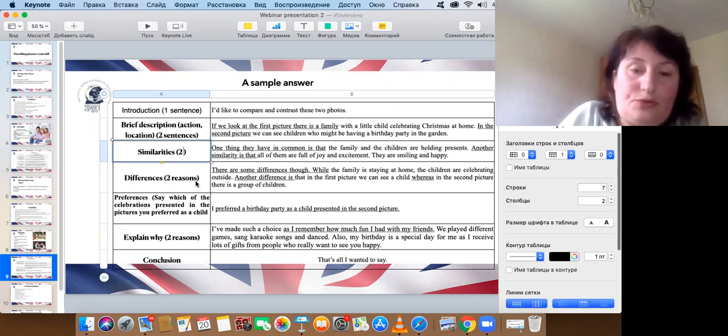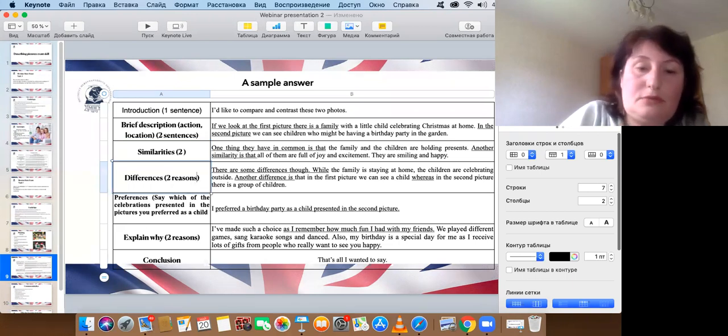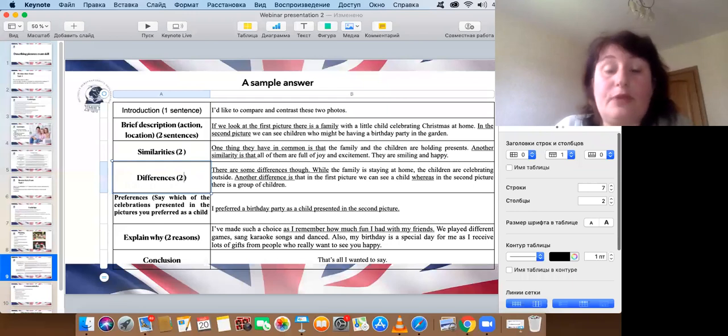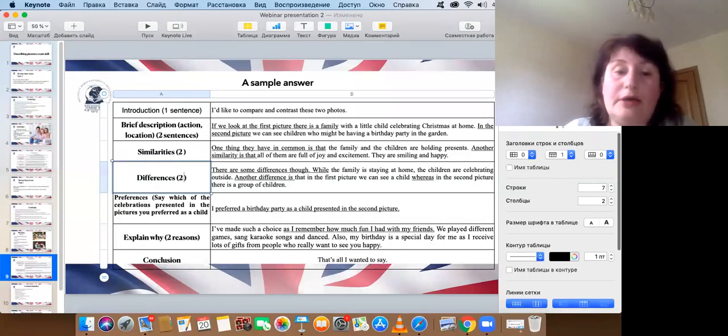Differences, again 2. There are some differences though. While the family is staying at home, the children are celebrating outside. That's one difference. Another difference is that in the first picture we can see a child, whereas in the second picture there is a group of children. Again, 2 differences.